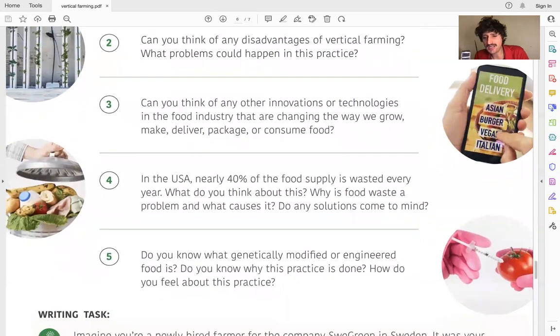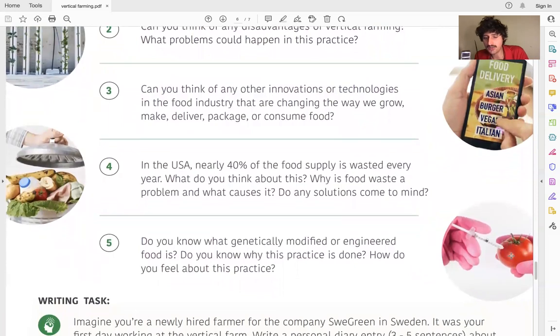But what do you think of this? Why is food waste a problem? What causes food waste? What solutions come to mind? For example, one of them is in restaurants. Restaurants in America give you a lot of food, big plates. People love big plates, but I don't like big plates. I prefer maybe small plates. Then if you want more, you can get more, but don't serve people a lot from the very beginning.